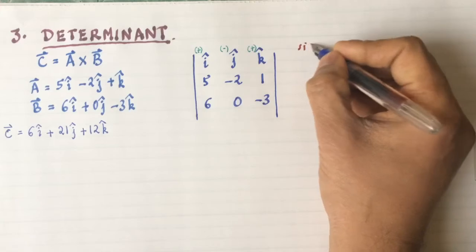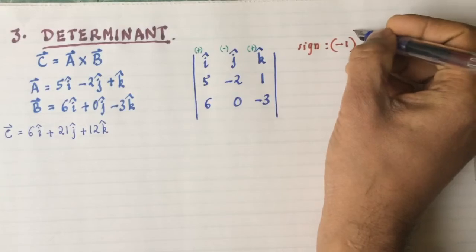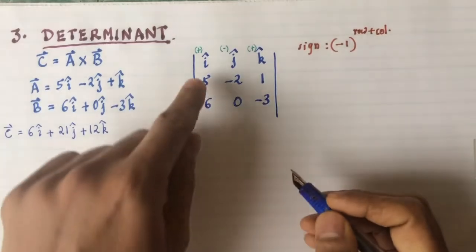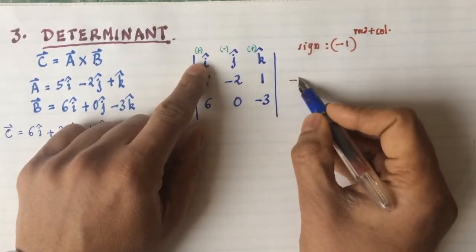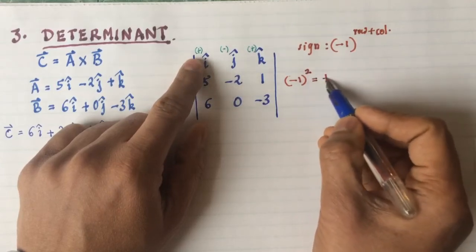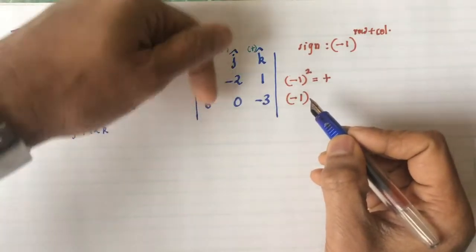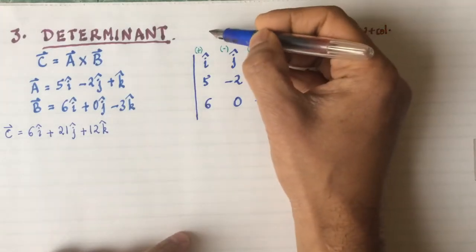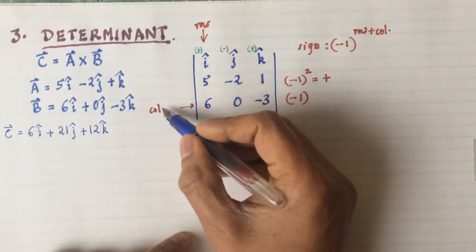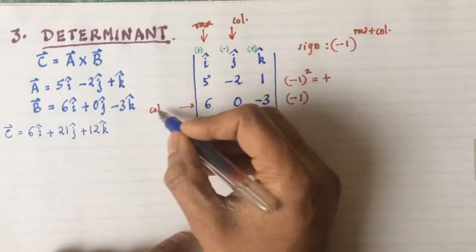So the sign is given by the sign convention of minus 1 to the power row number plus column number. Let's do a few. That's minus 1 to the power for row number 1, column number 1, so that's going to be plus. That's called a row, and that's called a column. Oh, actually, I did it the opposite. That's the column, and that's the row.